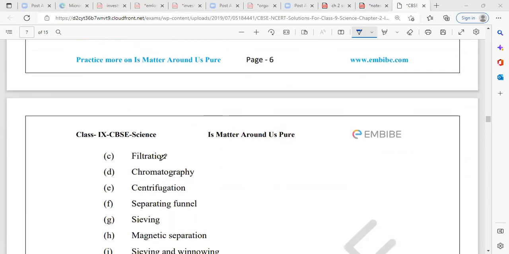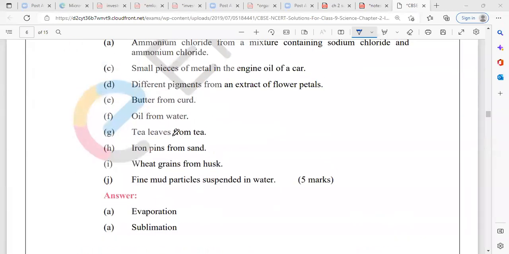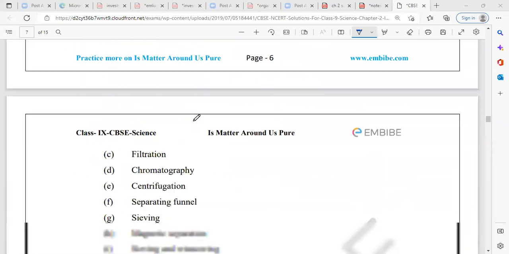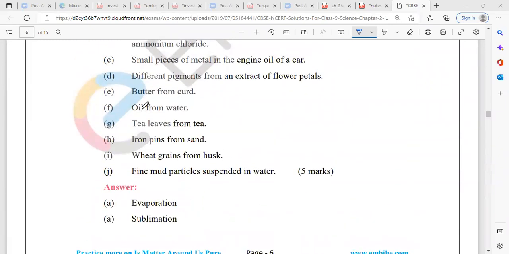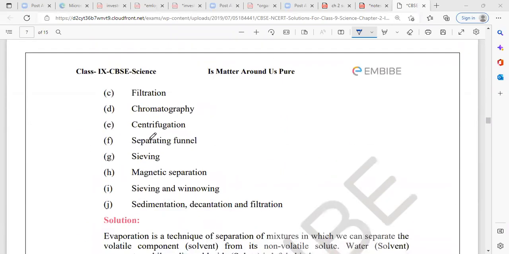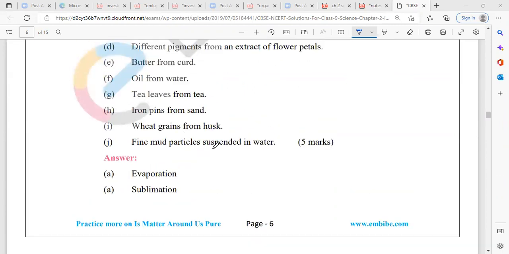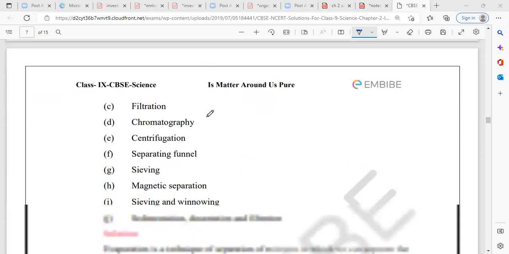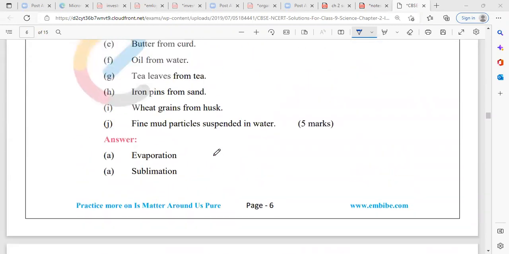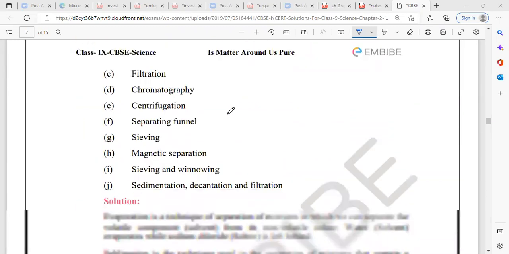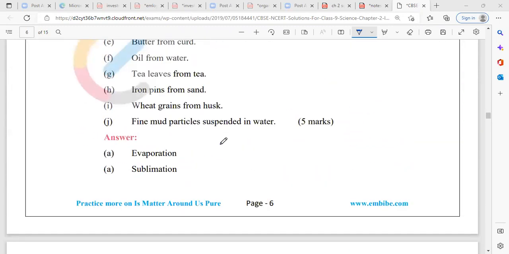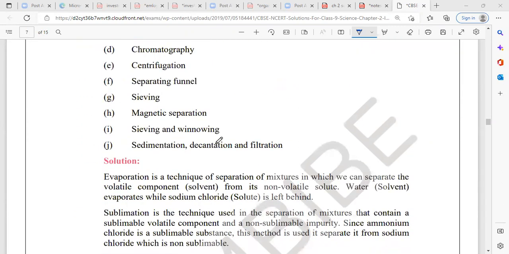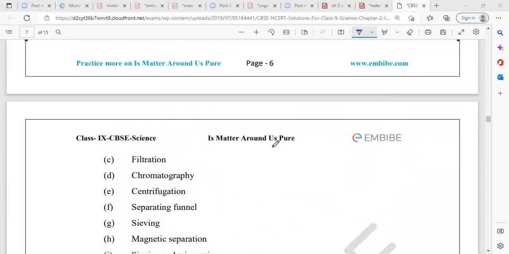Butter from curd: centrifugation. Oil from water: separating funnel. Tea leaves from tea: very easy, sieving. Iron pins from sand: magnetic separation. Wheat grains from husk: sieving and winnowing. And fine mud particles suspended in water: sedimentation, decantation, and filtration. Clear? So these are the answers.